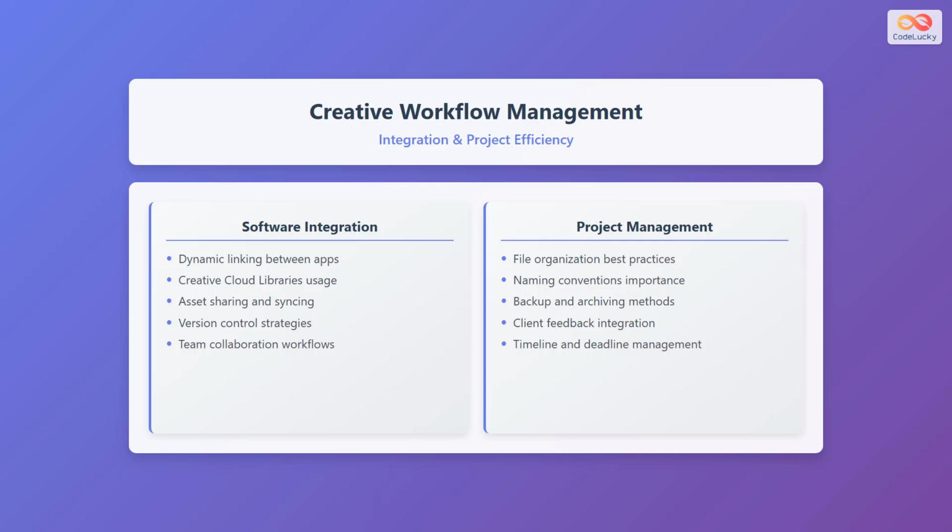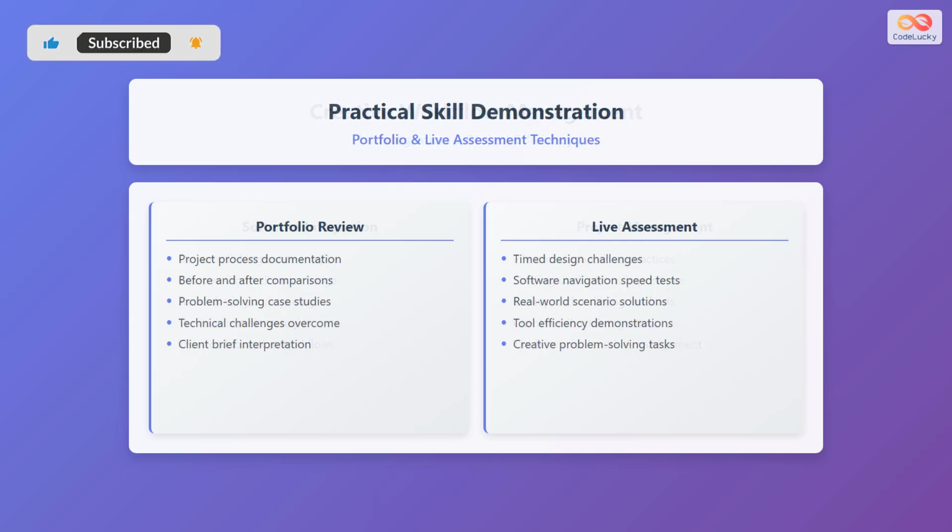Timeline and deadline management shows project planning abilities and understanding of how different software capabilities affect project scheduling and resource allocation in professional design environments. Practical skill demonstration encompasses both portfolio presentation and live assessment techniques that employers use to evaluate real-world abilities. Portfolio review questions focus on your ability to articulate the creative process behind completed work.